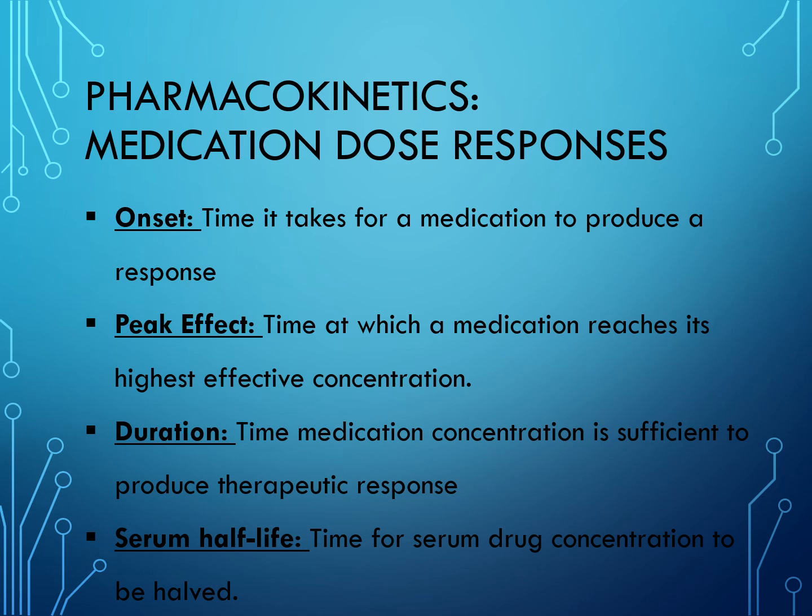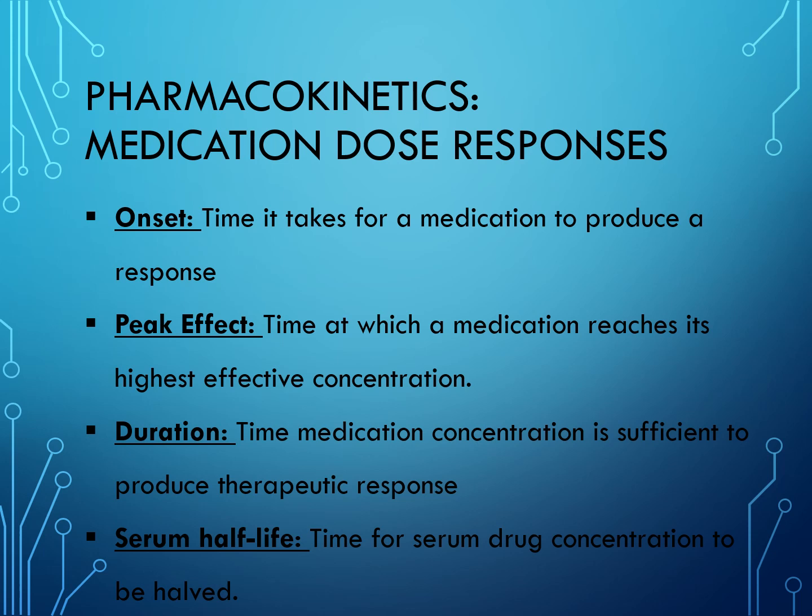We also need to know about peak effect, which is the time it takes for the medication to reach its highest effective concentration. Think of taking medications for pain. Once you take the medication, you start to feel the pain lessen a little bit. That's your onset. But once the pain goes away, that would be the peak effect. The duration is how long the medication concentration is high enough in the body to have an effect.